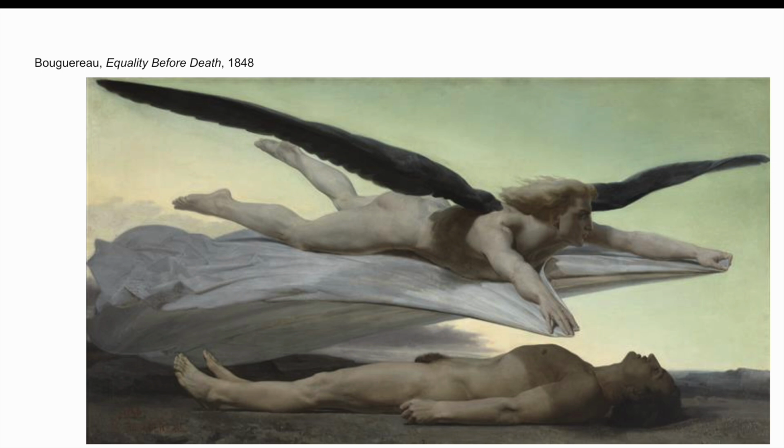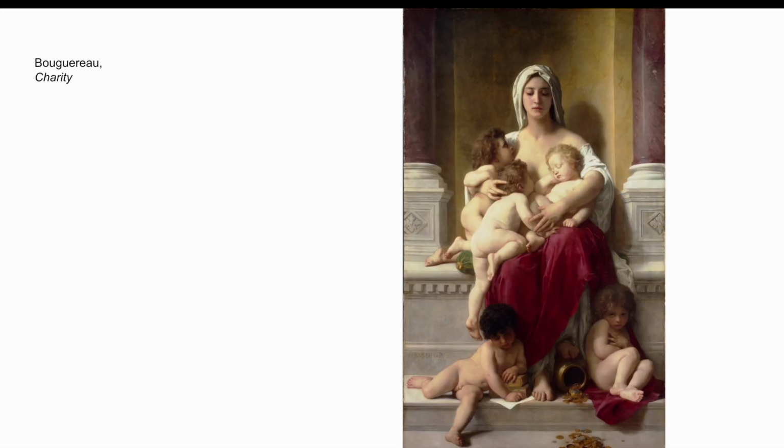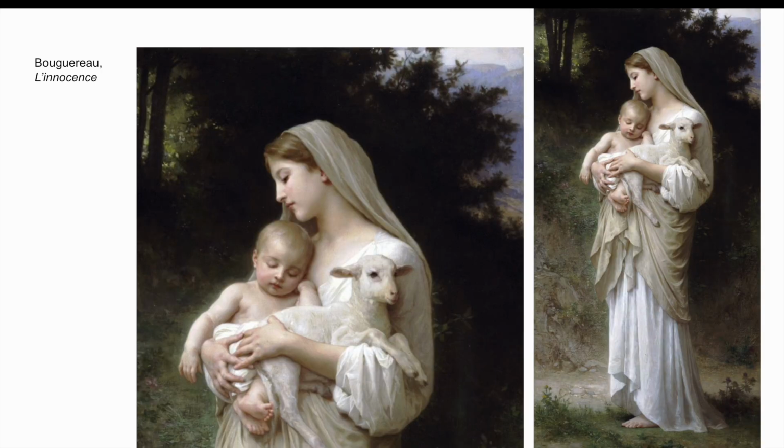All right, and we are on to Bouguereau. Now, Bouguereau, one of the most beautiful painters there ever was. I mean, not that he himself is beautiful, but his paintings are, in my opinion. He's really good at painting. Anyways, Equality Before Death. And another Bouguereau. This is Charity. So we have this woman taking care of all of these needy children. There's a pot tipped over with money falling out of it. There are some books, some columns. This is another Bouguereau, L'Innocence. I'm sorry everyone, I should not attempt to pronounce things in French. Innocence. We've got the lamb, we've got the baby.